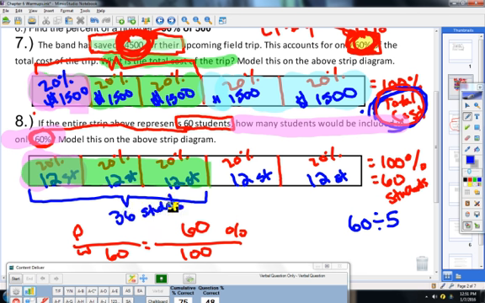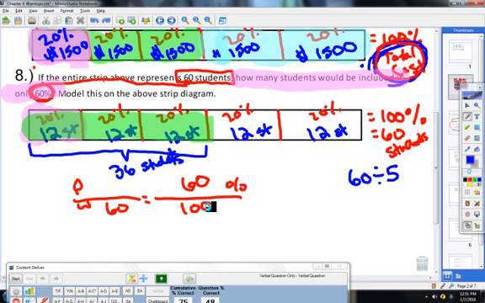If it wanted 80%, would I just highlight one more section? If it was 20%, it would be 12 students, if this said 20 right here. If it said 40%, it would be how many students? 2 boxes, which is how many students? 24.